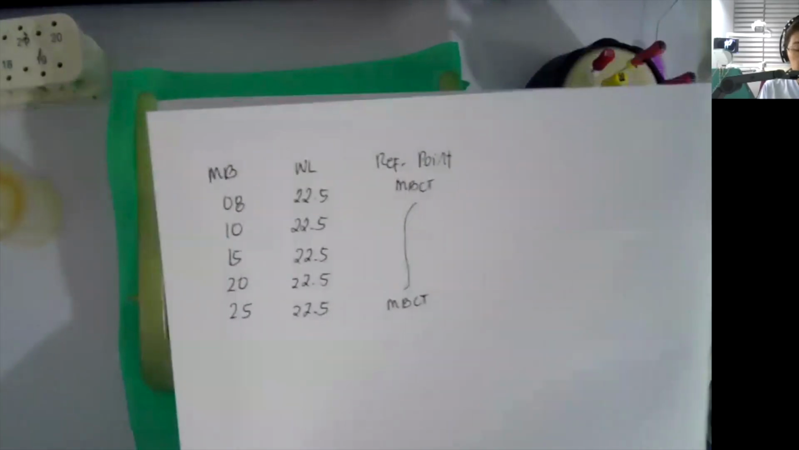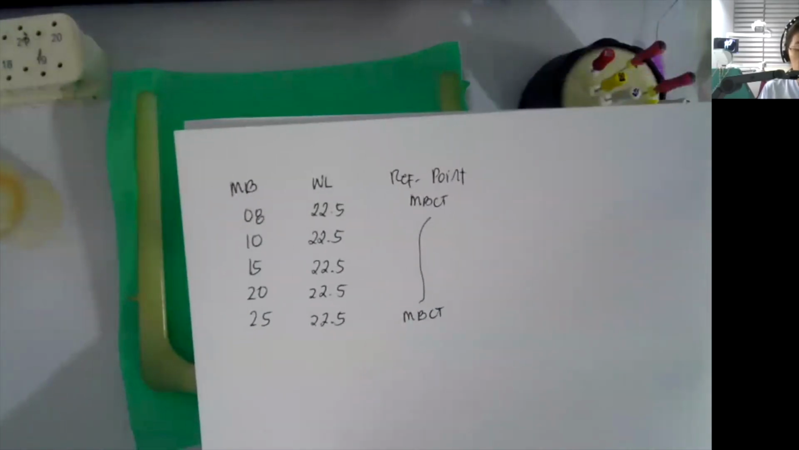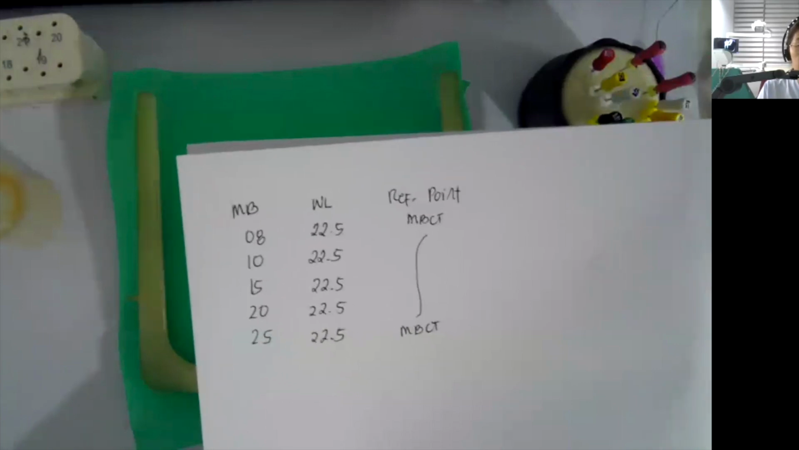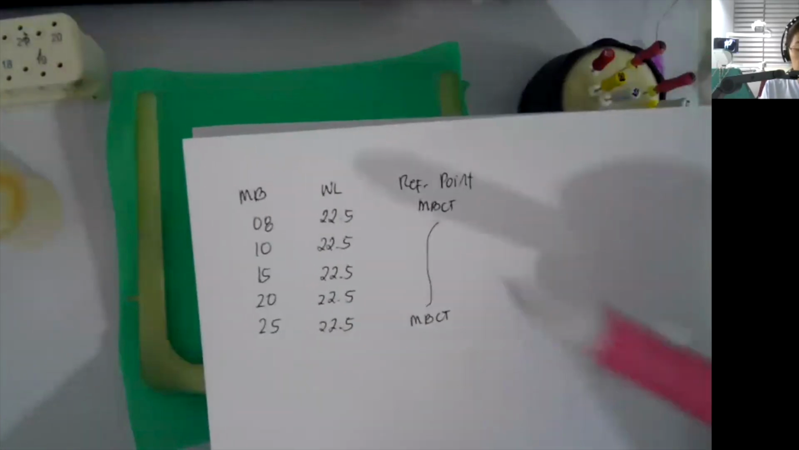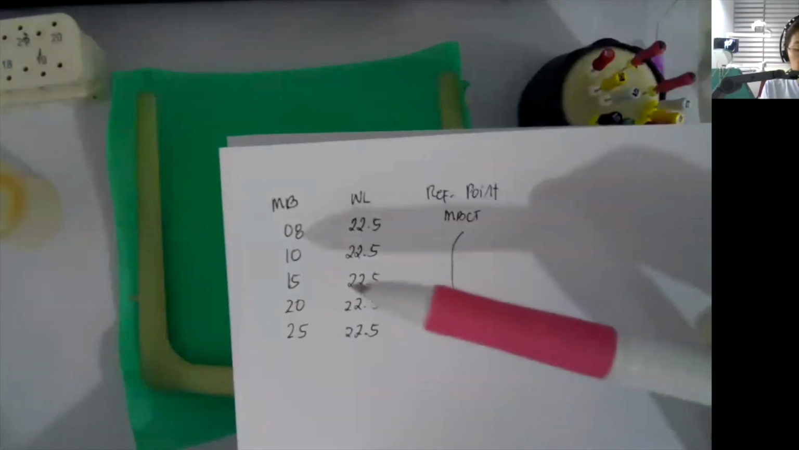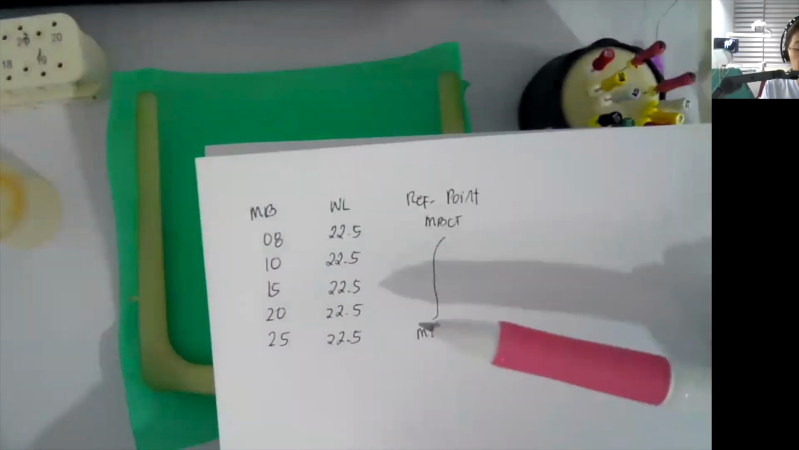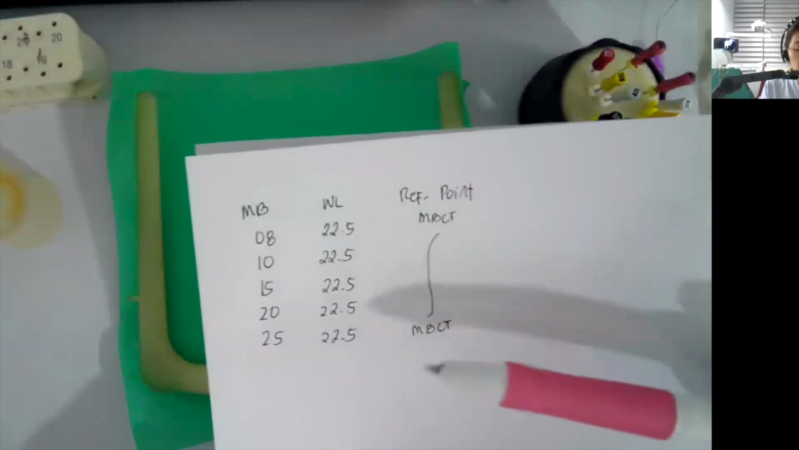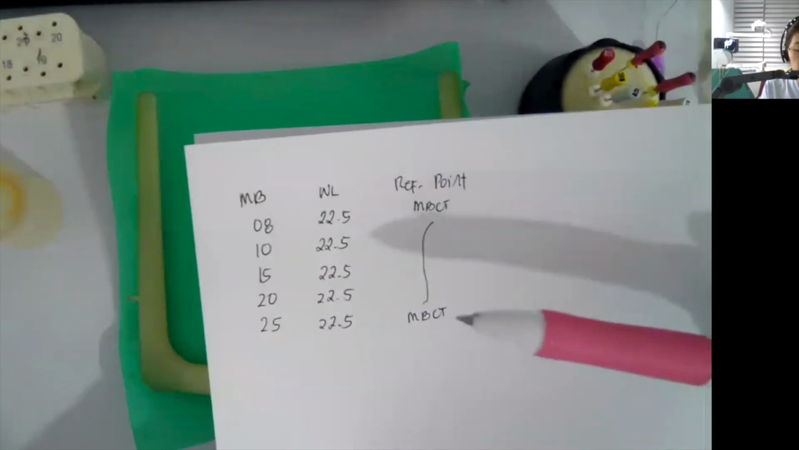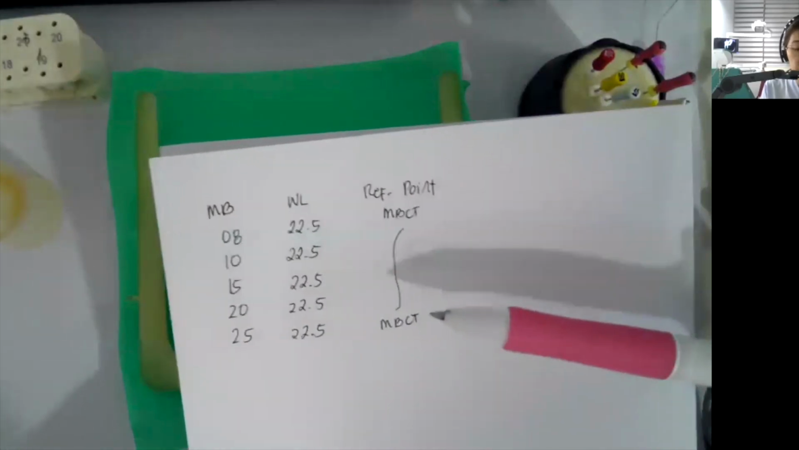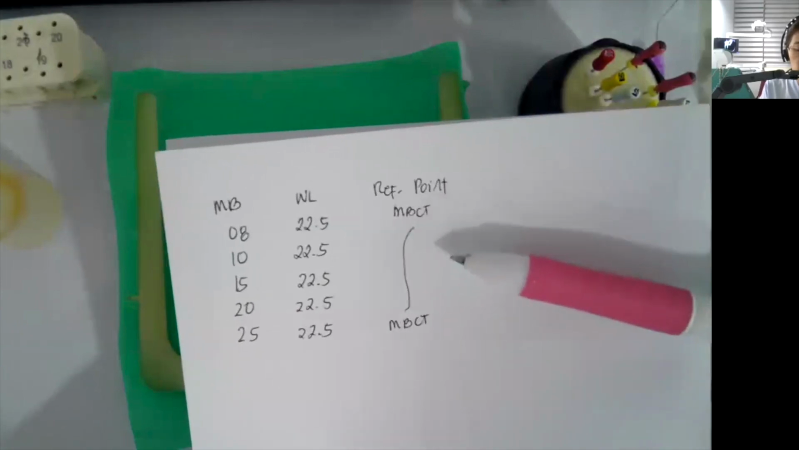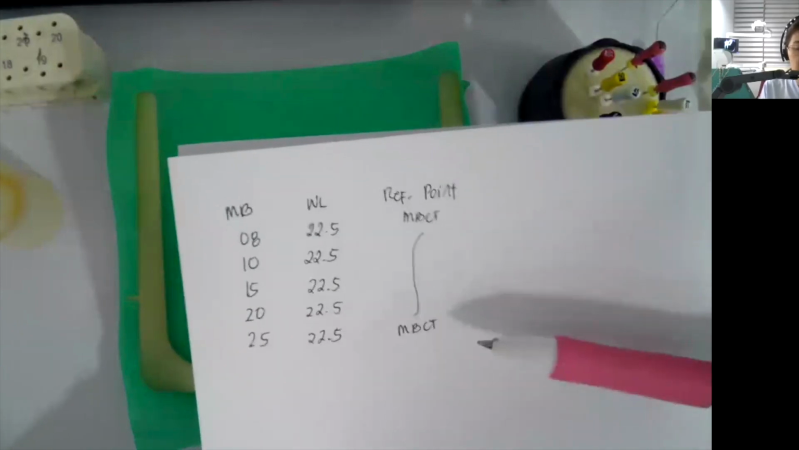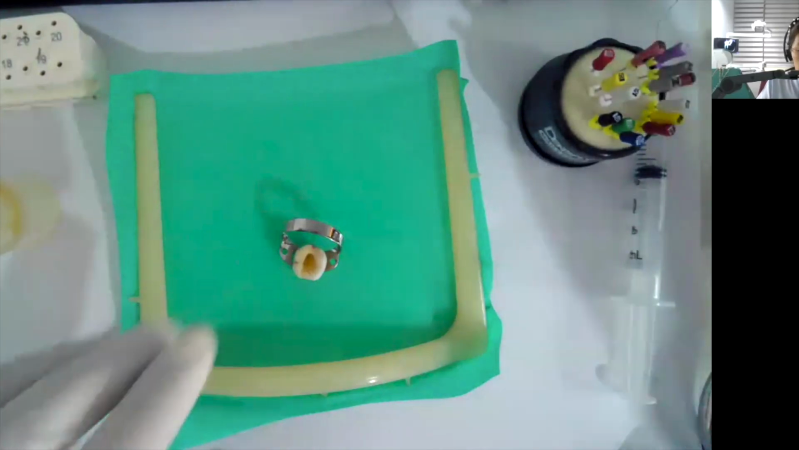My tabulation for the mesiobuccal canal: I started with size 8, followed by 10. This will now be my serial filing, 10, 15, 20, 25. And my working length is the same thing, 22.5, because the difference on the radiograph from the tip of the apex is 0.5. And my reference point for the mesiobuccal is the mesiobuccal cusp tip. So irrigate it first.